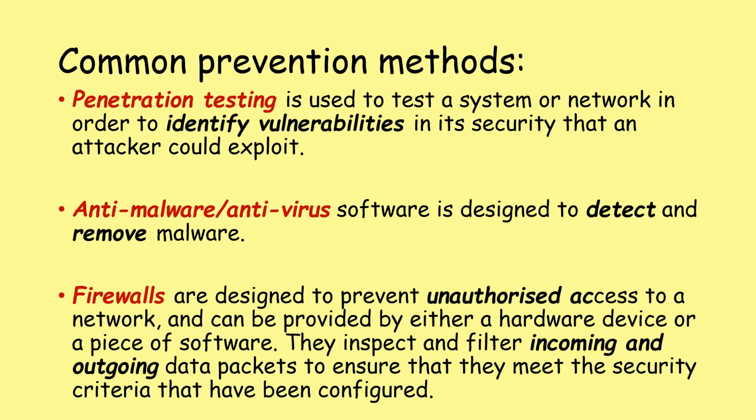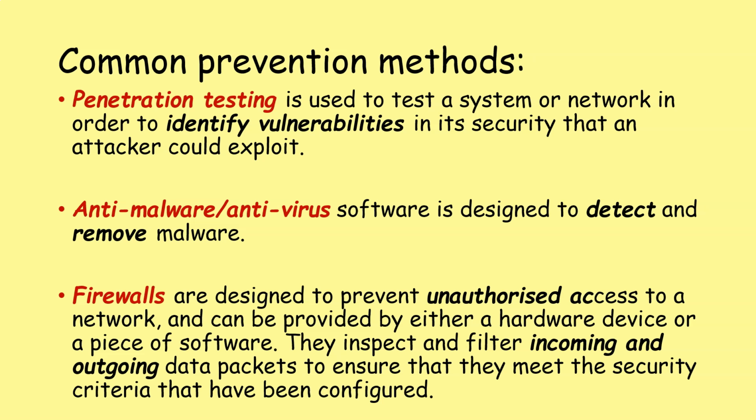So, some common prevention methods that you need to know about. Penetration testing, or pen testing for short, is used to test a system or network in order to identify vulnerabilities in its security that an attacker could exploit. Anti-malware or antivirus software is designed to detect and remove different types of malicious software.